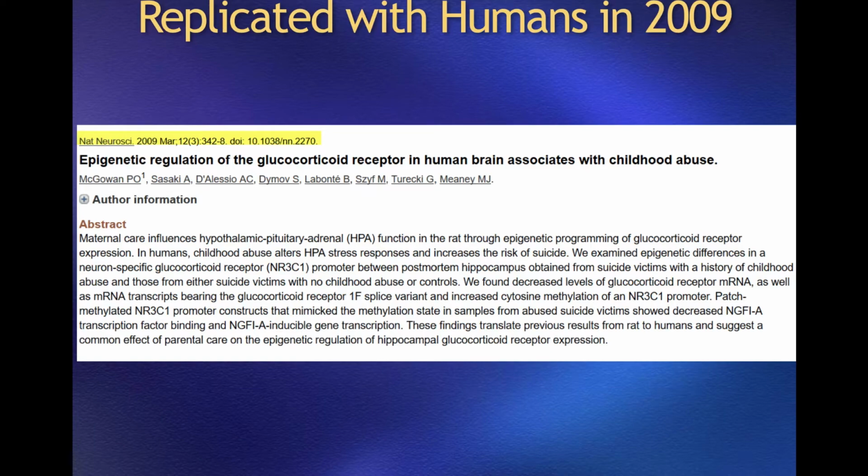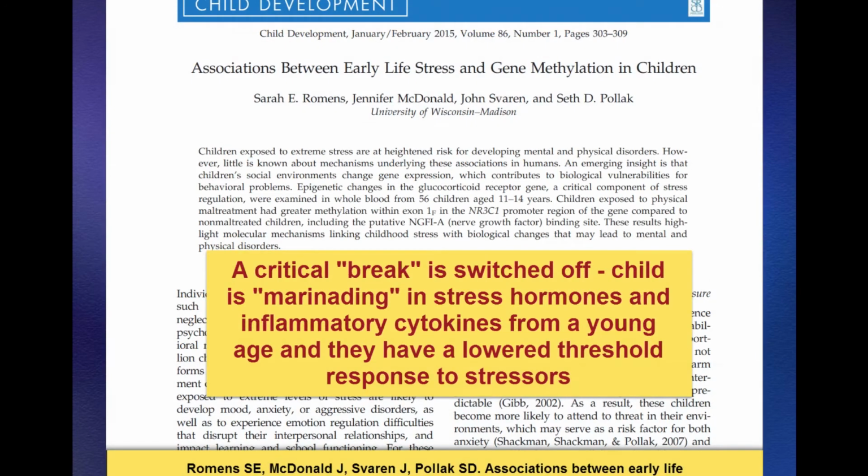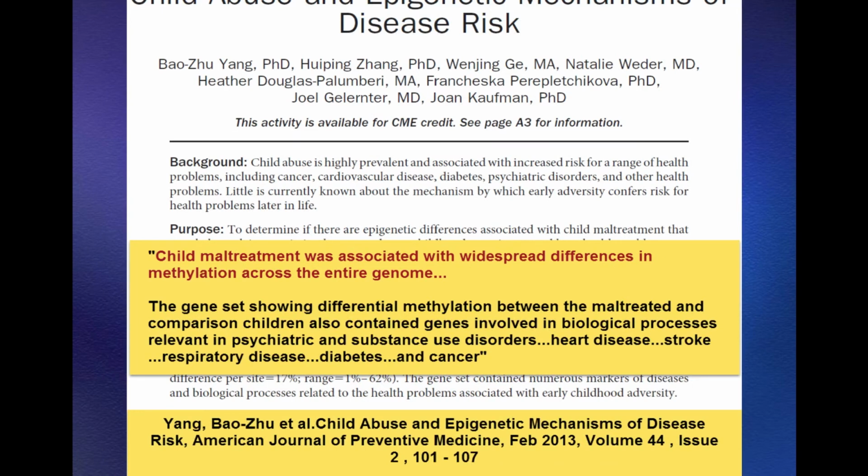The studies they did with rats were replicated in humans. Here we go in 2009, same researchers, and then other researchers also started to look. There was obviously a lot of research started to get done because the ACEs studies were so big and important. And here they said, you know, a critical brake is switched off. A child is marinating in stress hormones and inflammatory cytokines from a young age, and they have a lowered threshold response to stressors. But it wasn't just the glucocorticoid receptors and that stress response.